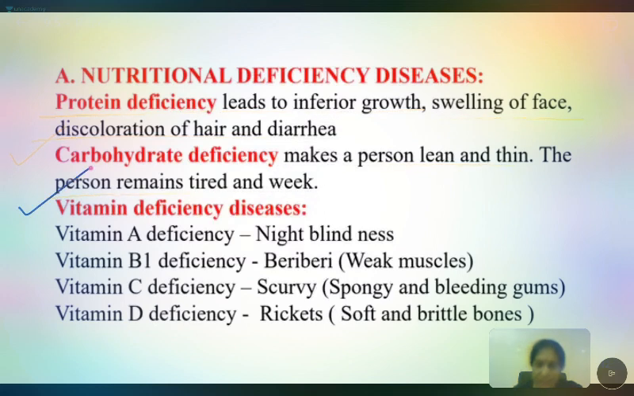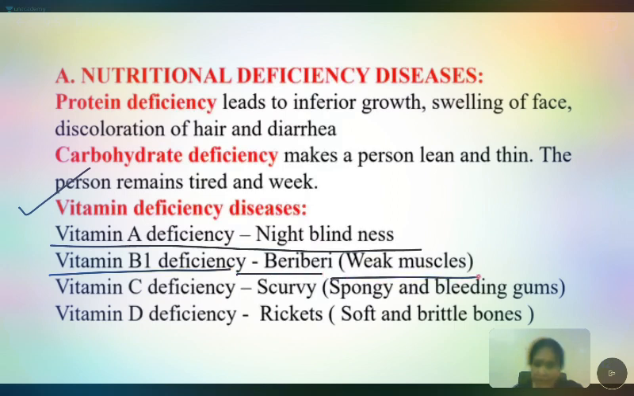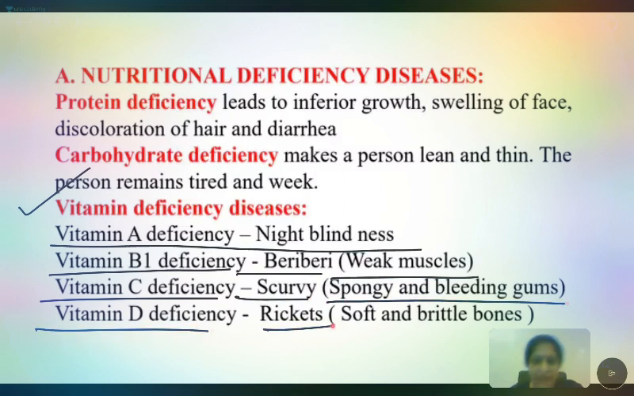Vitamin deficiency. Vitamin A deficiency leads to night blindness. B1 deficiency leads to beriberi. Beriberi symptom is weak muscles. Vitamin C deficiency leads to scurvy. Scurvy symptom is spongy and bleeding gums. Right? Vitamin D deficiency leads to rickets, and rickets symptom is soft and brittle bones. Isn't it?